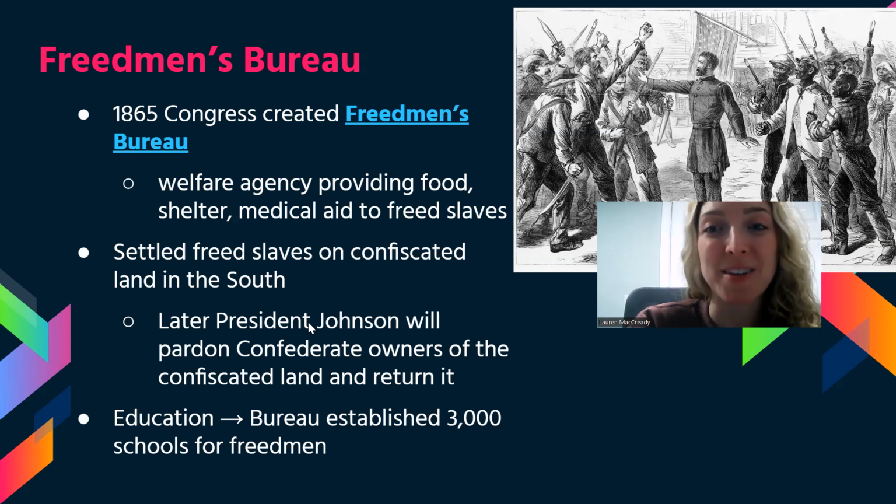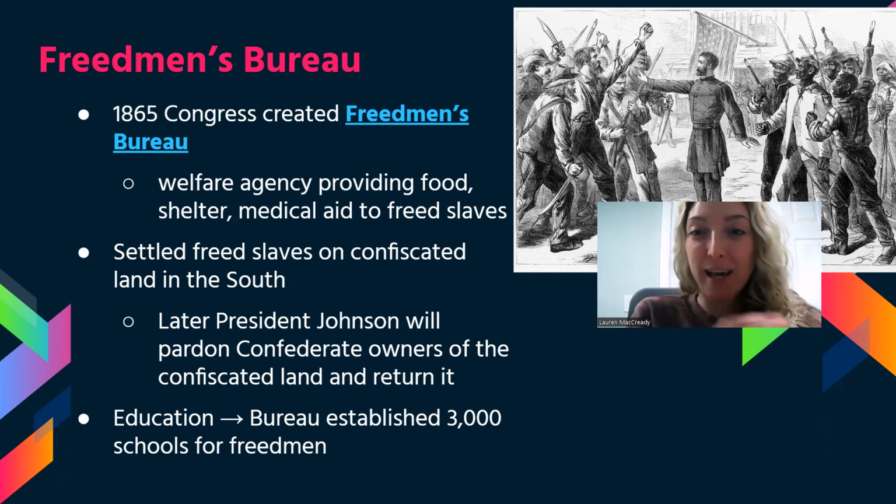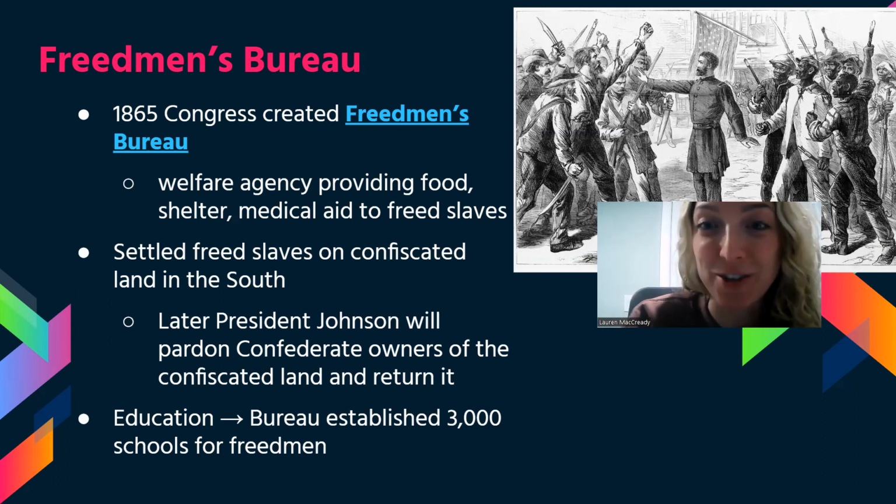Another kind of funny thing about this is that the land that was given to some of these freed slaves is land that was previously confiscated from ex-Confederates. So these radical Republicans took the land away from ex-Confederates and gave it to their slaves so they can start over and have their own farms. This will later be undone by President Johnson, but we'll talk about that later.